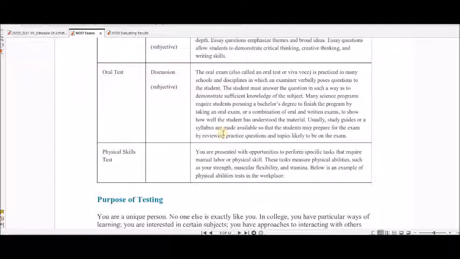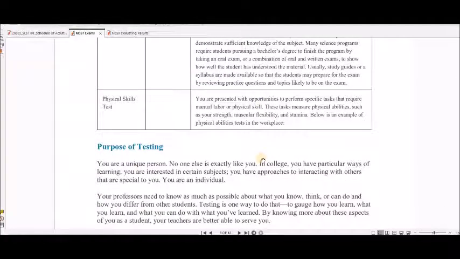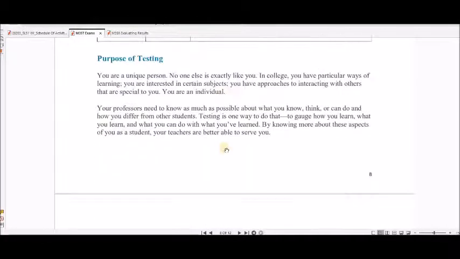It wasn't a 5-minute question response. I had to explain very clearly, and it was challenging. And then there's a physical test. That's not normally something you have to do in college, but it depends on what you're going for.